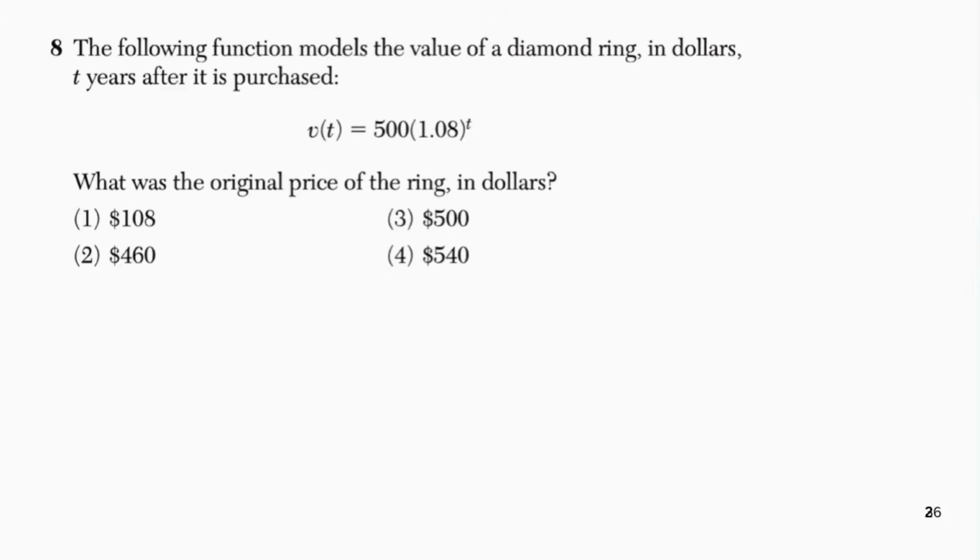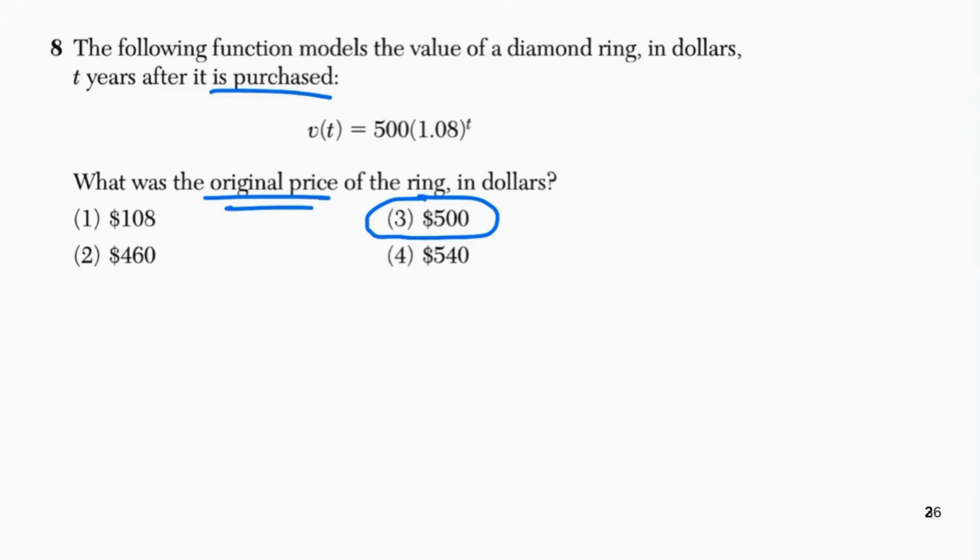Number 8 says the following function models the value of a diamond ring in dollars t years after it is purchased. So we have an exponential function and we're being asked for the original price of the ring. Well, in an exponential function, the value in front of the parentheses is our a value. This is our principal, our initial amount. That's always your starting value. So it is as easy as knowing that. Answer choice number 3 is correct. If you didn't know that the number before the parentheses is your starting value, you can also think of it this way. They're asking us for the original price.